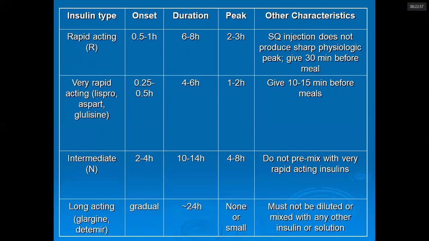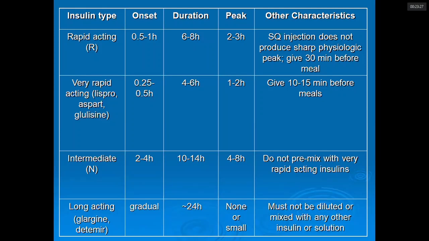And these are the types of insulin. We have rapid acting, very rapid acting, what they call analogs. We have intermediate acting, and we have long acting basal insulin. Rapid acting insulin works within half an hour to 1 hour, with duration about 6 to 8 hours and the peak between 2 to 3 hours. Given by sub-Q injection, it does not produce a sharp physiological peak. Give it 30 minutes before meal.